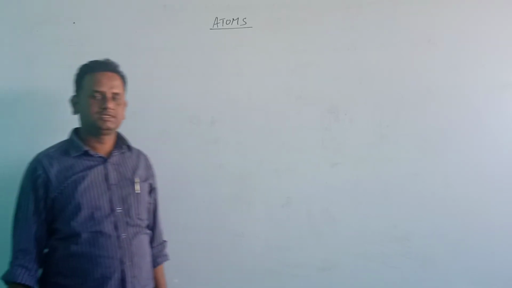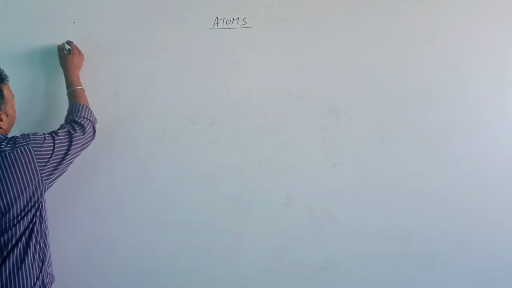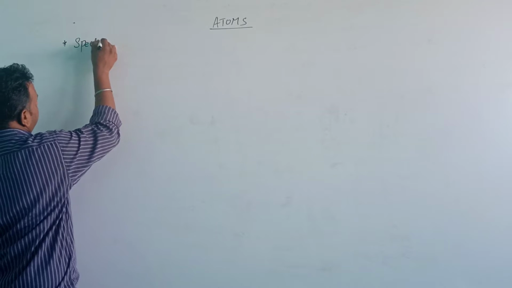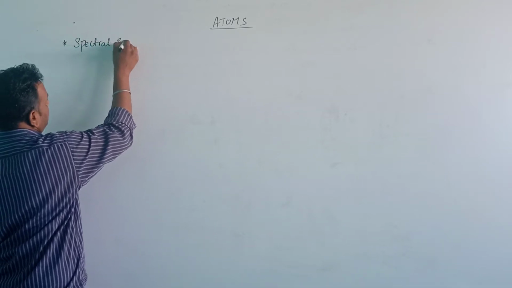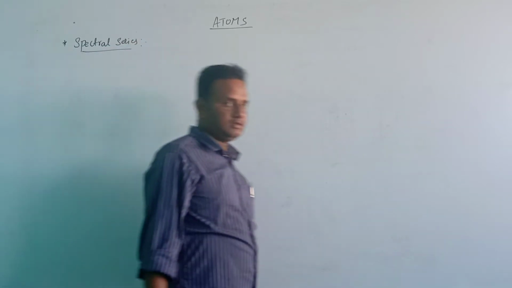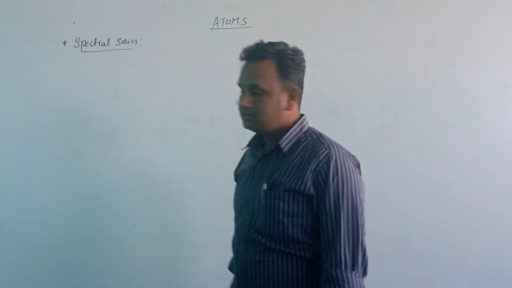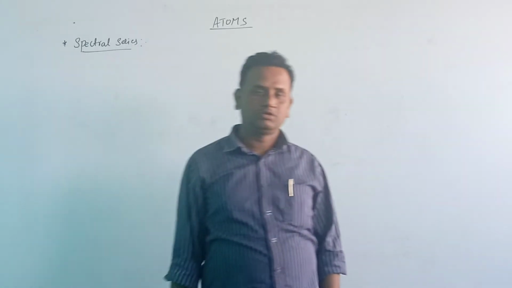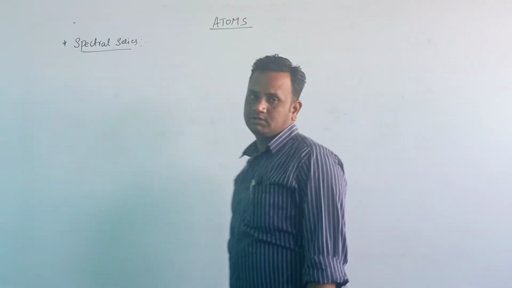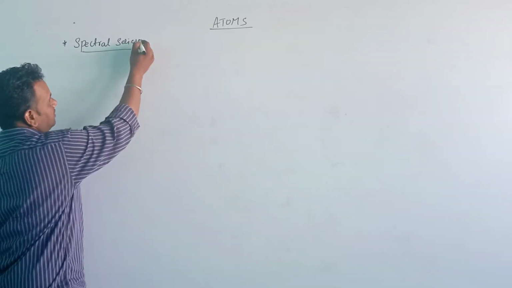Good morning, dear students. Today we are discussing a topic named spectral series. In the previous class, we discussed what a spectrum is, the light emission spectrum, and also the total energy of the electron in a stable orbit. Now, in today's class, we are discussing the spectral series.